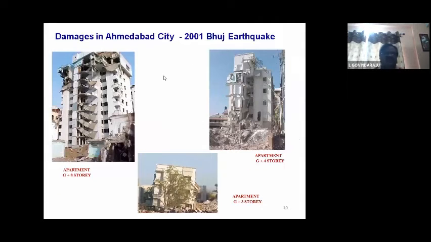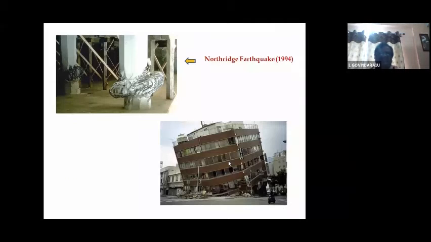So these are all typical damages to buildings. This is one apartment building, G+8 story, and this is G+4 story, and this is a G+3 story building in that particular area, in the right bank of Sabarmati River. See, these are some of the building damages during the Northridge earthquake 1994.